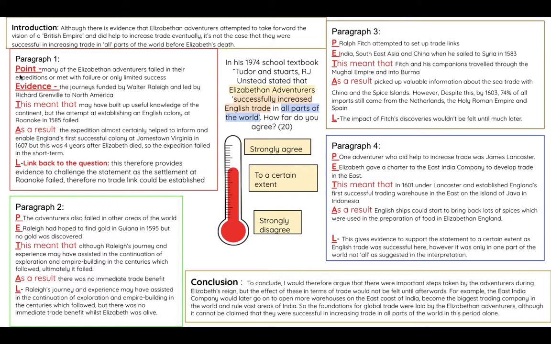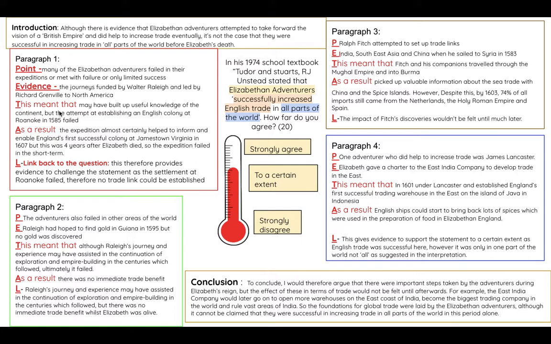So your point, your evidence, your explain is here. This meant that as a result. This is going to help you develop those explanations and bring in those second order concepts. And this link back to the question at the end to make sure you are forming an argument and that your answer is coherent and it's focused.